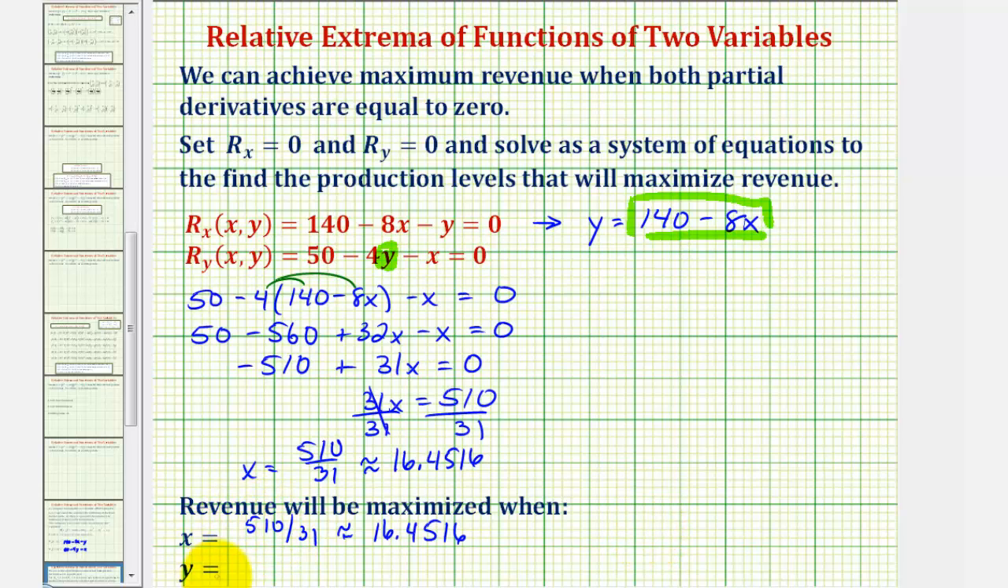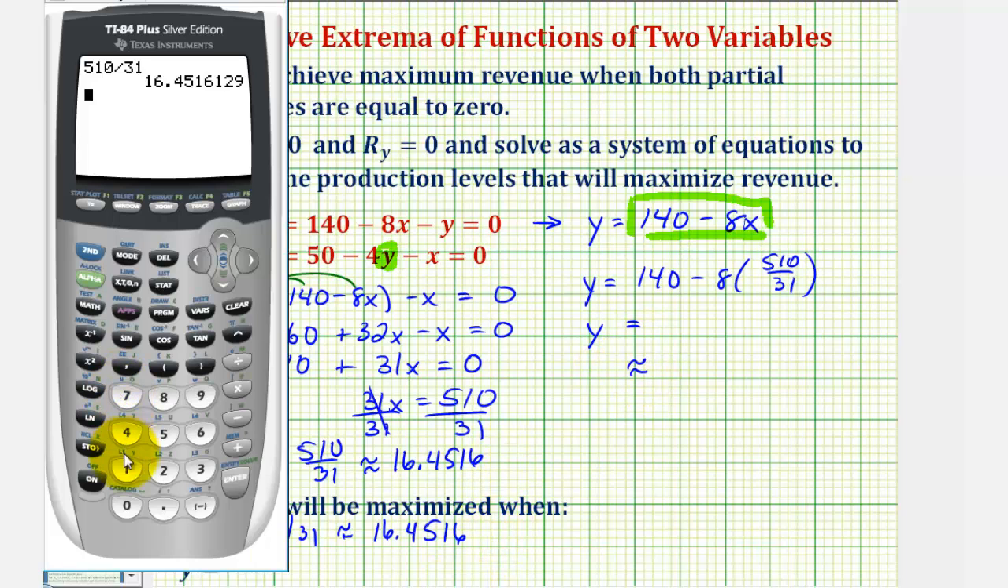And then to find the production level for the second model, we'll determine y, where y is going to be equal to 140 minus 8 times the exact value of 510 divided by 31. So we'll get the exact value, and then we'll get a decimal approximation. So here's the decimal approximation. If we press math, enter, enter, we can get the exact value of 260 divided by 31.